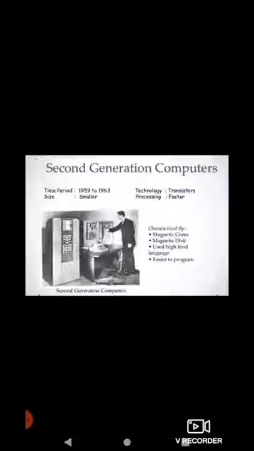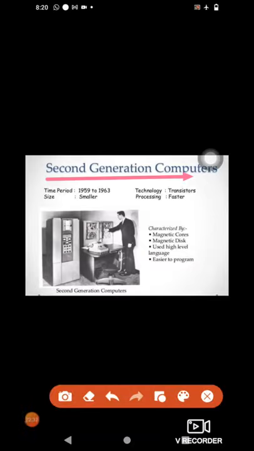See in the picture, students, you can see how the size reduced. If you look at the first picture, it was too huge, too big. In the second picture, the size reduced. Take a look. Again, second generation computer: size smaller, technology transistor, and processing was faster.